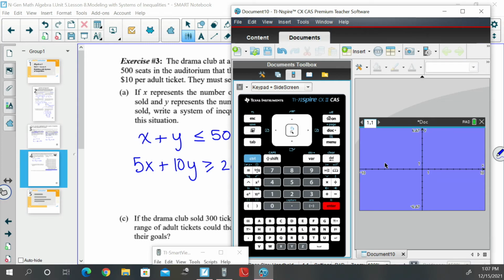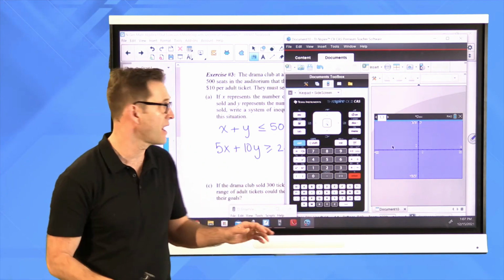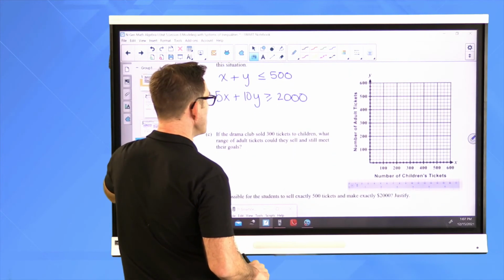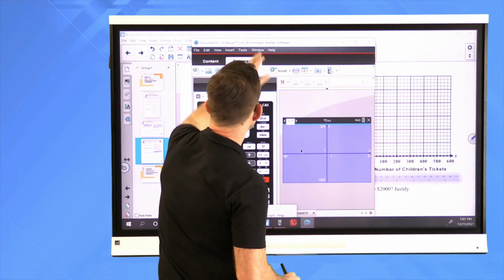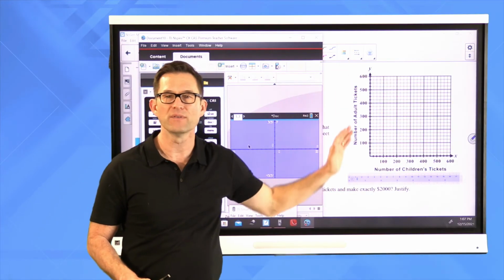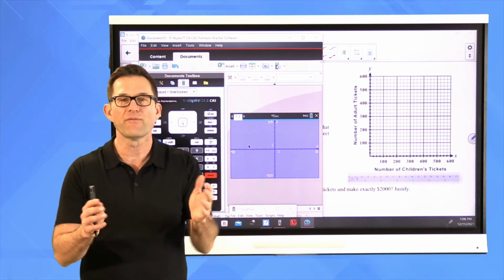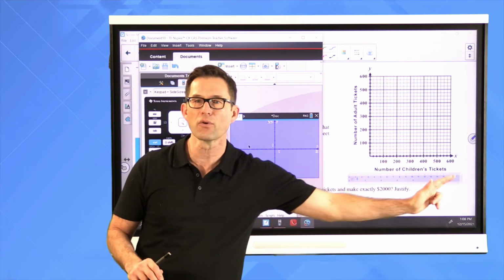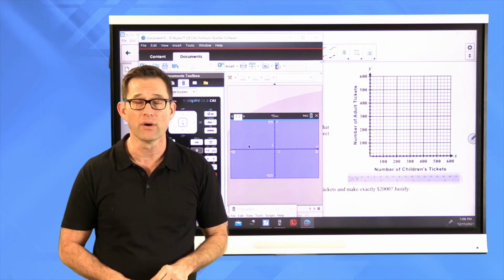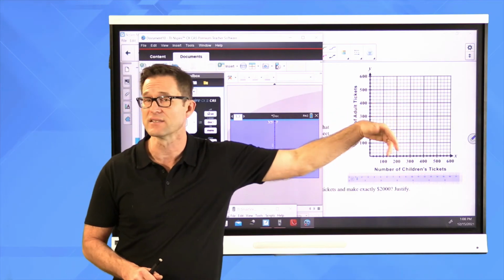Again, the graph is amazingly non-instructive right now, and that's because the window is just terrible. If I move this over and look at the window that I want to be using here, I see my x-axis and my y-axis going up to 600 in both cases. Now that kind of makes sense. Think about this for a moment. I've only got 500 tickets I can sell. The x-axis is the number of kids' tickets. The y-axis is the number of adult tickets. The most adult tickets I could sell would be 500. The most kids' tickets I could sell are 500. I don't even really need to have 600 on the axes, but they're laid out that way.